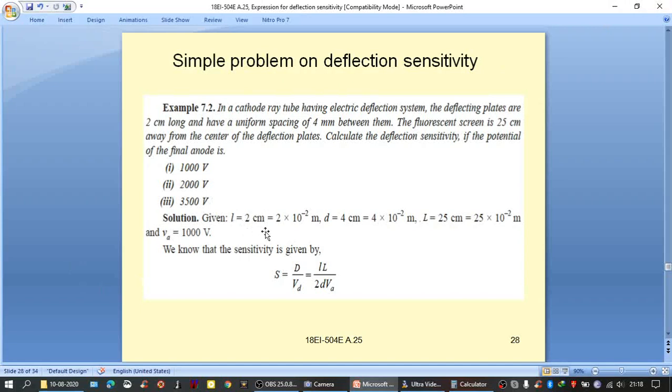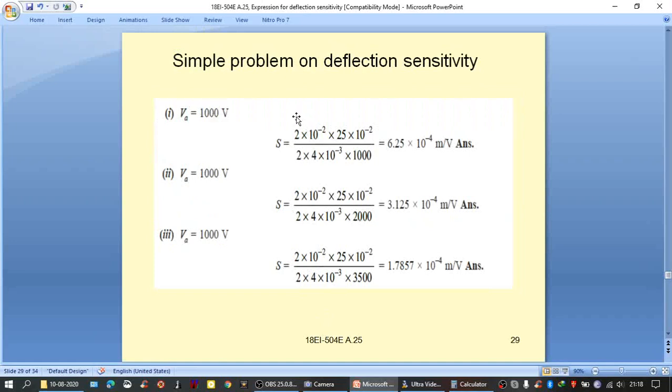L is given as 2 centimeters, that is 2 into 10 power minus 2 meters. d is given as 4 millimeters, that is 4 into 10 power minus 3 meters. And capital L is given as 25 centimeters, that is 25 into 10 power minus 2 meters. And of course, Va is 1000 volts. Now, from this, the formula for deflection sensitivity S is D by Vd, that is equal to L Ld by 2d Va.